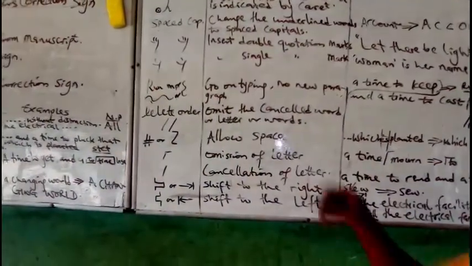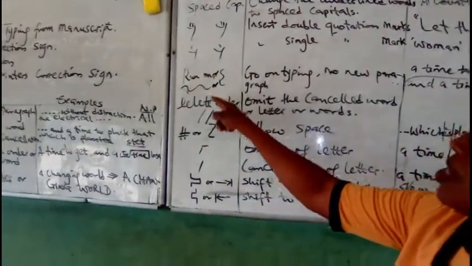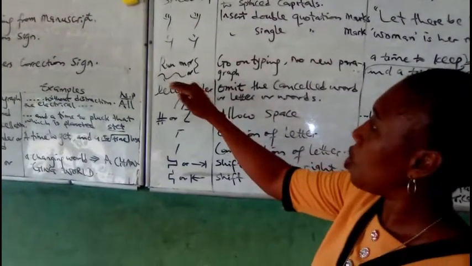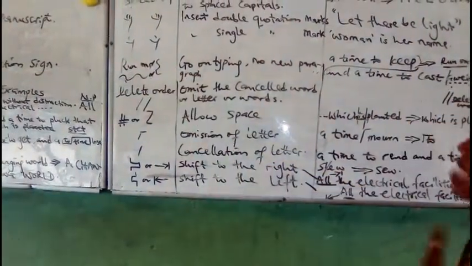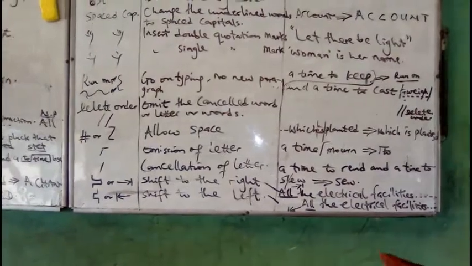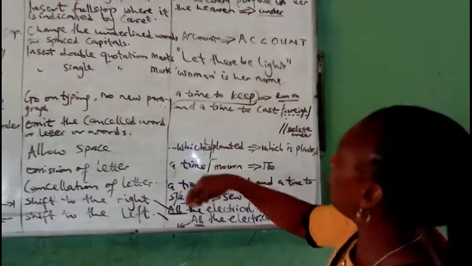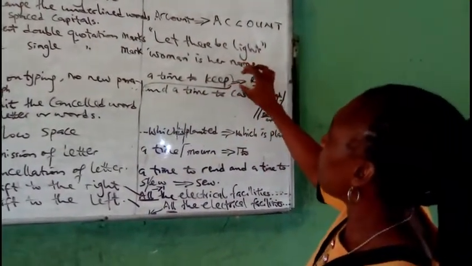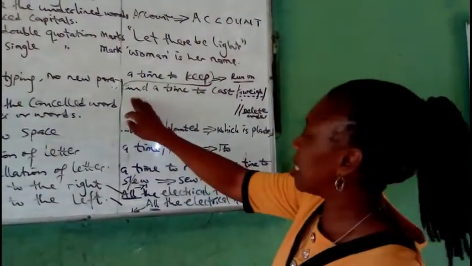Run on: either they write it in spelling as "run on", or they make a sign, either vertical or horizontal. That sign means run on, that is, continue to type. No new paragraph. Continue. Using an example here, "time to keep", maybe the line has finished, or I still have space, but I didn't write, I continue on the next line.